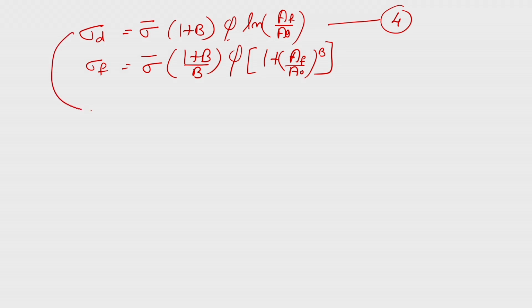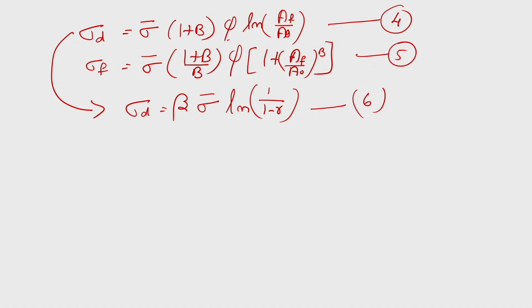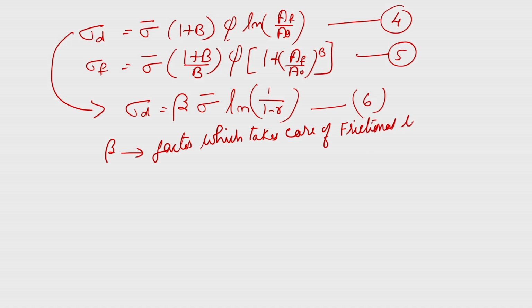So, this expression we can write in a general form as sigma d is equal to beta into average stress into the strain, that is log 1 by 1 minus r, where beta is a factor which takes care of the frictional loss and redundant deformation.